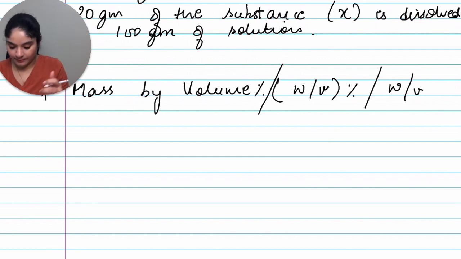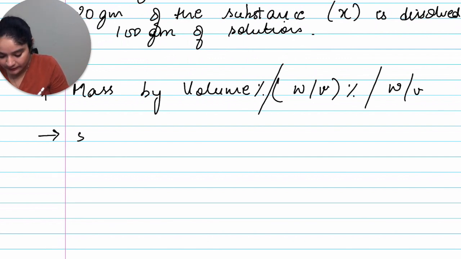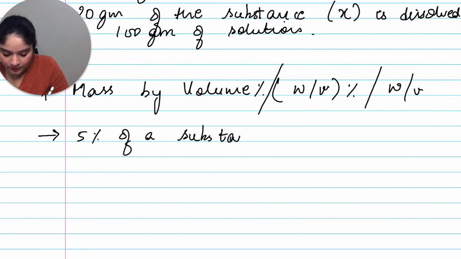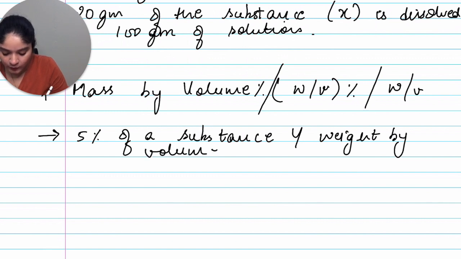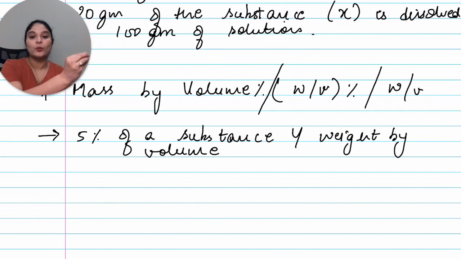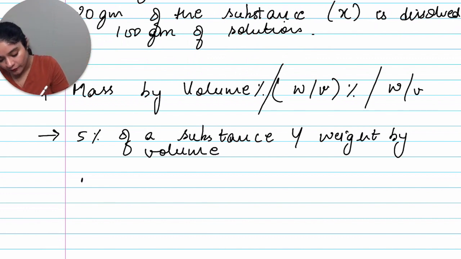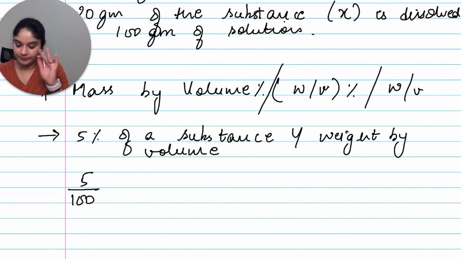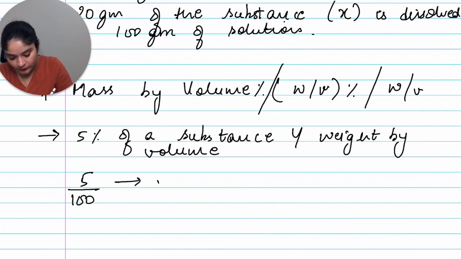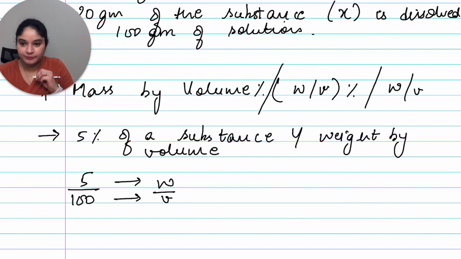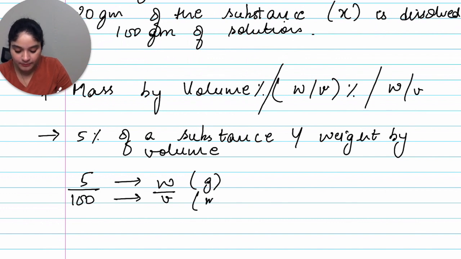Now we'll again take an example. For example, the example given to you is 5% of a substance Y weighed by volume. So what do we understand by this statement? 5% of a substance Y weighed by volume. What do we mean? We mean that you have 5 over 100. The numerator is giving us weight, the denominator is giving us volume. The numerator is in grams and the denominator is in milliliters.